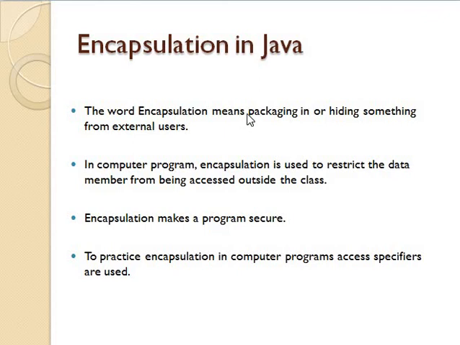The word encapsulation means packaging or hiding something from the external users. In a computer program, encapsulation is used to restrict the data members from being accessed outside of the class. That means data members which have been encapsulated can be accessed within their own class, but they cannot be accessed outside of the class. So in that way, encapsulation makes a program much more secure. To practice encapsulation in computer programs, access specifiers are used.